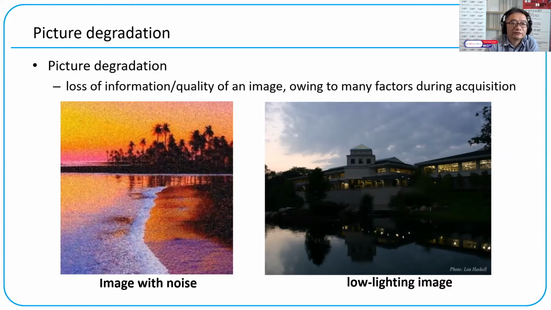For instance, if you look at the left image, it's called an image with noise. You can see those very random dots showing up. The right one is called a low lighting image. That is when you take a picture in low light conditions, at dawn or at night, because there's not sufficient light in the scene. When you take a picture, it looks dark and you cannot see many details.